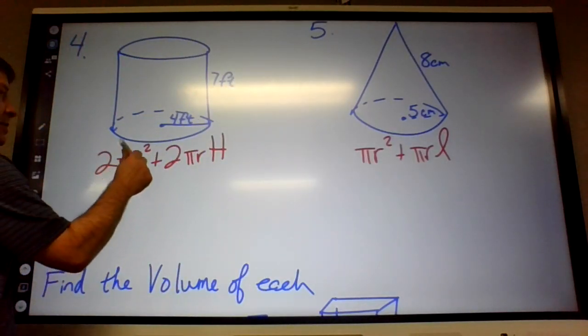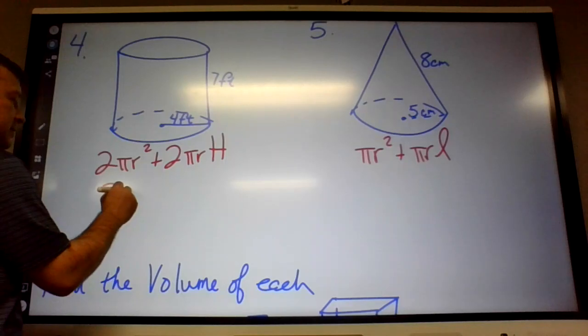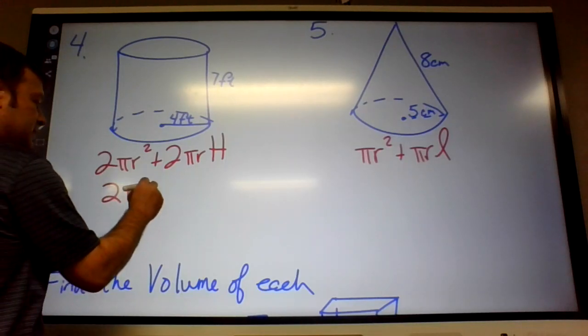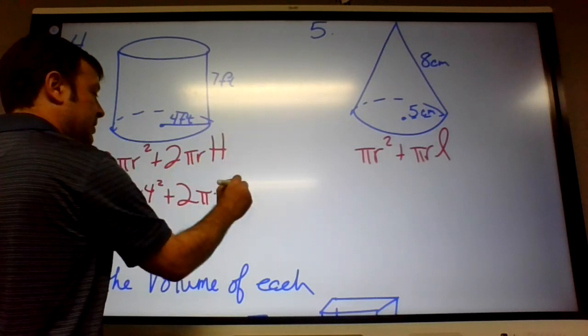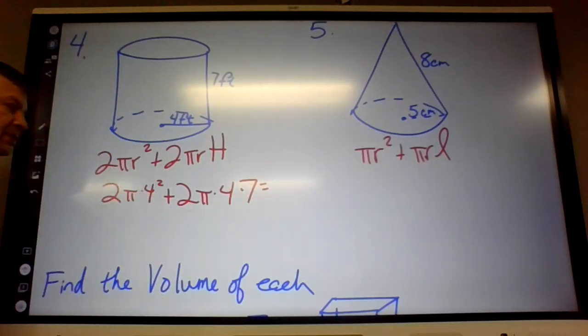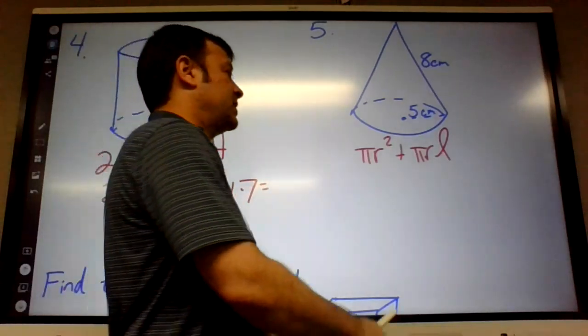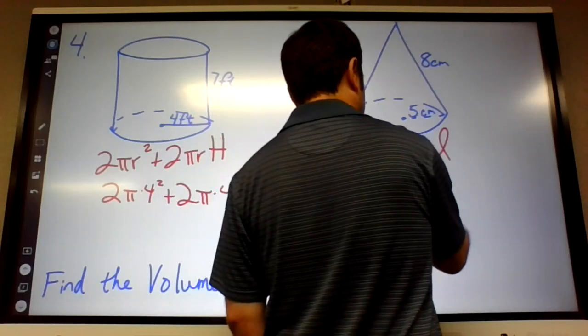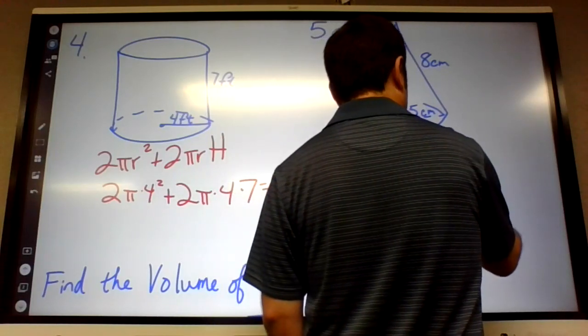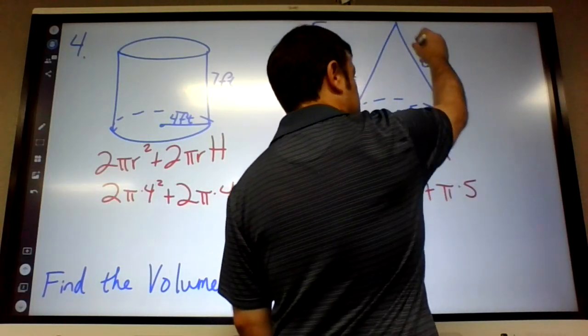Okay, so the radius on this one is 4. And the height is 7. That is it, just plug in 4 and 7. This one, the radius is 5. And the slant height again is 8.